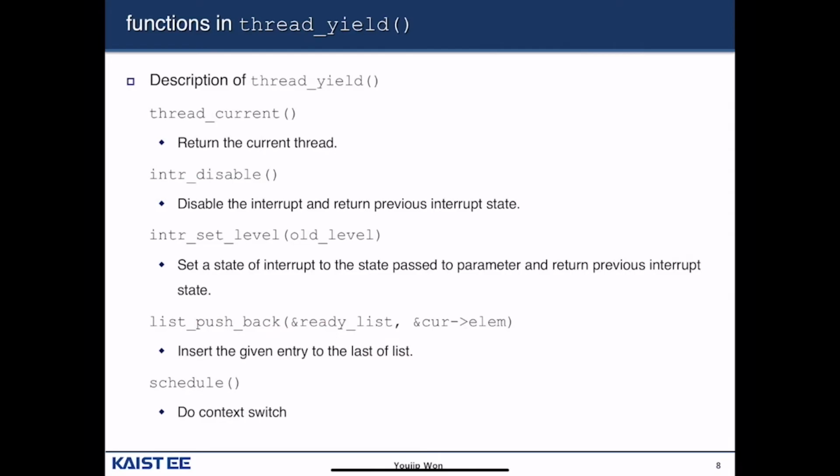There are 5 essential functions inside thread yield. First one is thread current. It returns the current thread pointer. And then it disables interrupt. And then there's another function which is the counterpart of interrupt disable. It is interrupt set level. It restores the interrupt level. And then list pushback is a function that places the given object to the end of the specified list. So the objective of this function is to put the current thread structure to the end of the ready list. And then it calls schedule to do context switch.